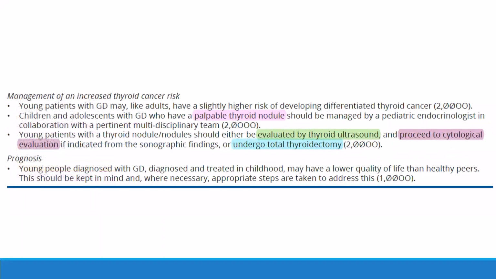The risk of thyroid cancer actually is decreased, but children and adolescents with Graves' disease who have a palpable thyroid nodule should be assessed the same as in adults. But don't forget that the risk of malignancy in this situation is more than in adults. So we should evaluate the thyroid nodule by thyroid sonography and proceed to fine needle aspiration cytology, and if needed, undergo total thyroidectomy if suspicious of malignancy.